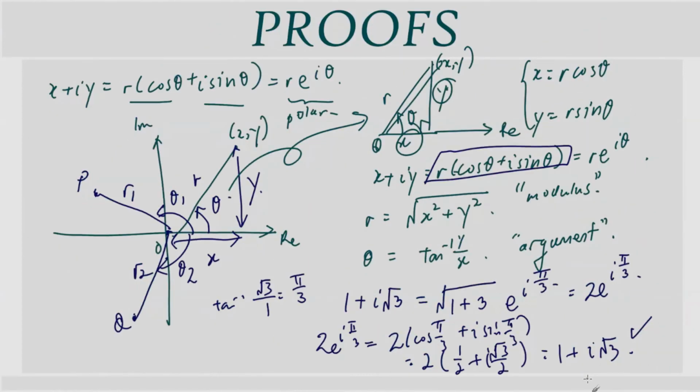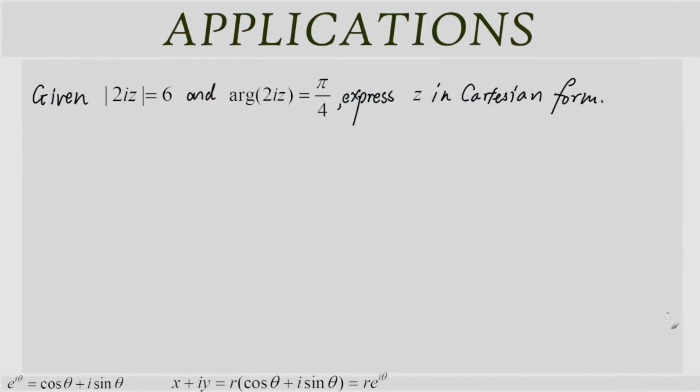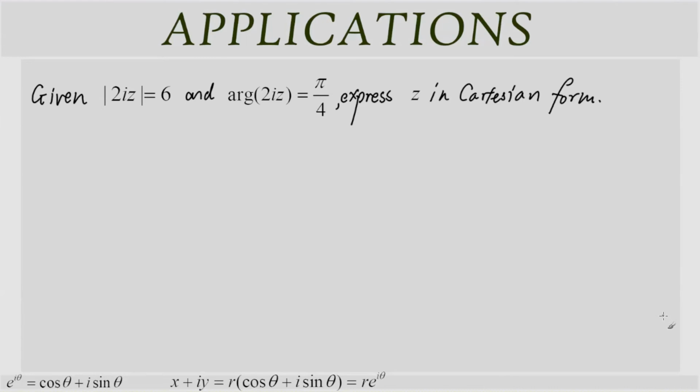So now let's move on to some applications. Given the modulus of 2iz is equal to 6, and the argument of 2iz is equal to pi over 4, express z in Cartesian form. So you want to get rid of the 2i because you want to express z in Cartesian form. First, the modulus of 2iz is equal to the modulus of 2i times the modulus of z, according to our previous property.